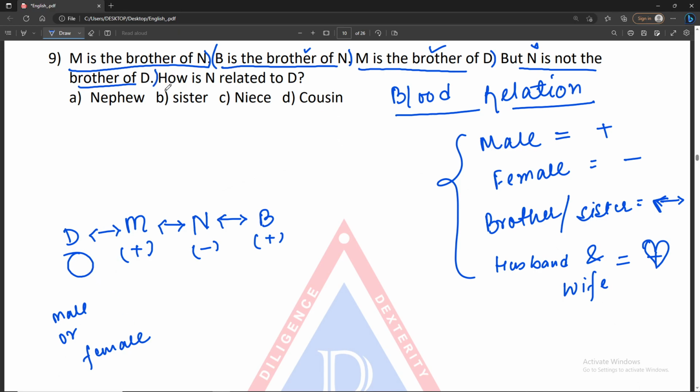So what the question requires? The question requires, how is N related to D? We don't know D's gender, but how is N related to D? N is a sister of D because all are interrelated, brothers and sisters. So how is N related to D? N is the sister of D. So the option is B. Hope you got my point.